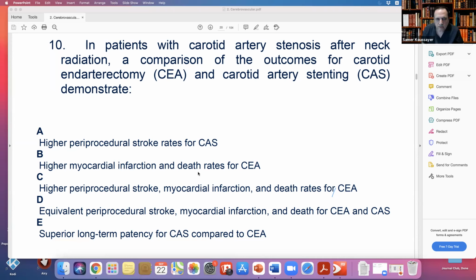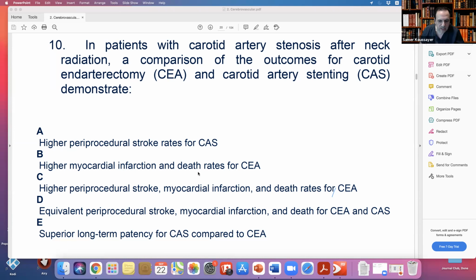Well, let's stop. Higher stroke rate for stent? I mean, really, the stroke rate will not change whether you have radiation or not. In general, I think the incidence of stroke after carotid stenosis from radiation is lower than in a normal patient with carotid stenosis. You know why?